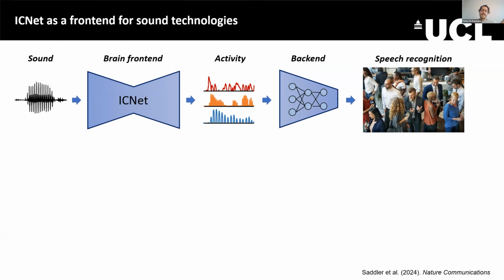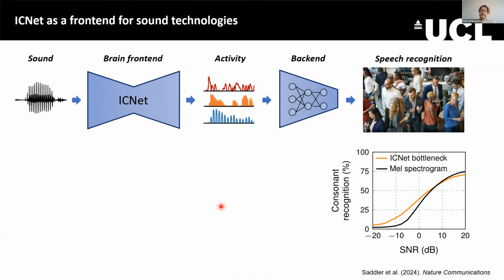But using ICNet and this kind of brain model as the frontend can maybe go a bit beyond using just cochlear representations, as this can impose the constraints that are also faced by the brain on these deep neural network models. So what I'm showing here is a simple example. I trained a convolutional neural network to predict speech recognition using ICNet as a frontend, and either using ICNet or using a MEL spectrogram, which is more typically used.